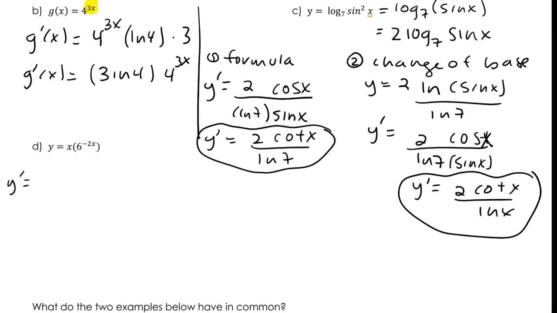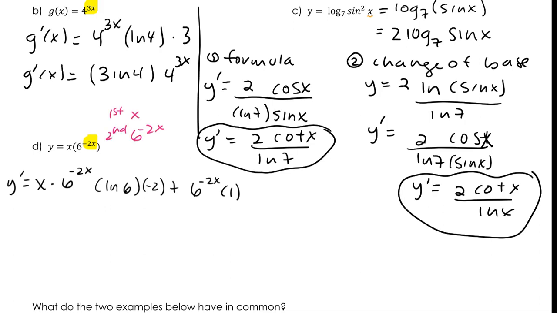Okay, so the derivative. First, to take the derivative, you copy it over. You take the natural log of the base, which is 6, times, this is chain rule, the derivative of the exponent, which is negative 2, plus the second, which is 6 to the negative 2x, and the derivative of x is 1. You totally don't need that 1. I just want to remind you about it. So in this case, our first was x, and our second was 6 to the negative 2x.